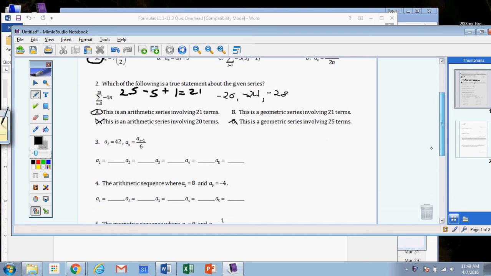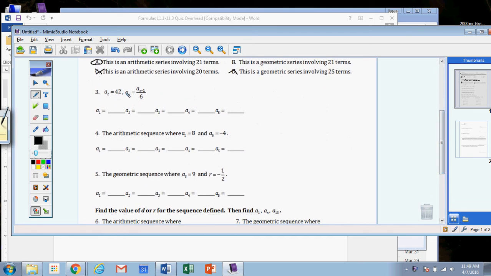So it's going to be an arithmetic sequence. Let's slide down to number 3. All right, so we're given a2, our second term, equals 42. And we're given our nth term formula. All right, so let's fill this out.